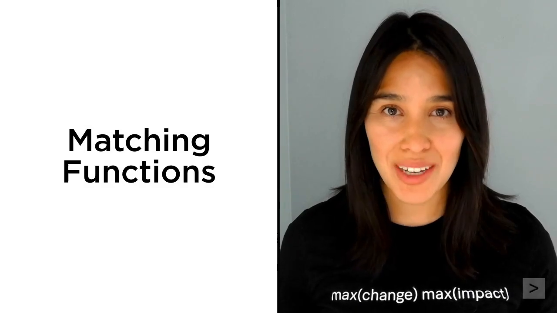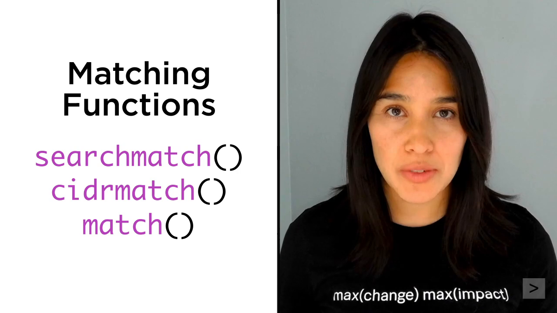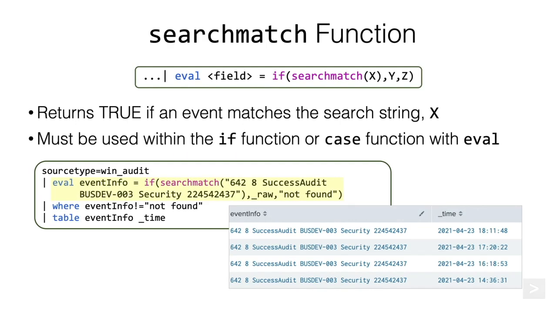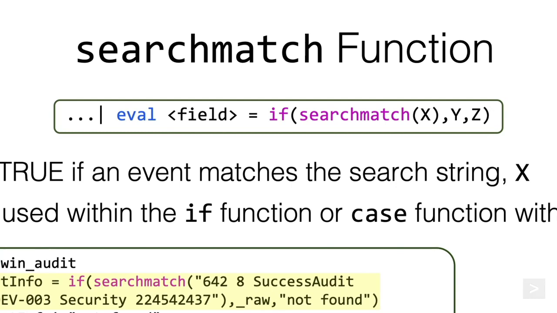The eval command can also use a series of matching functions to return true or false values if a supplied condition is matched by returned values. Let's start off with the searchmatch function. The searchmatch function is a function of the eval command that must be embedded within the if function of the eval command, and it will return true or false depending on whether an event matches the search string passed in as an argument to the searchmatch function.